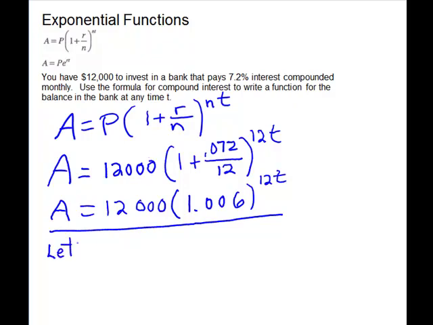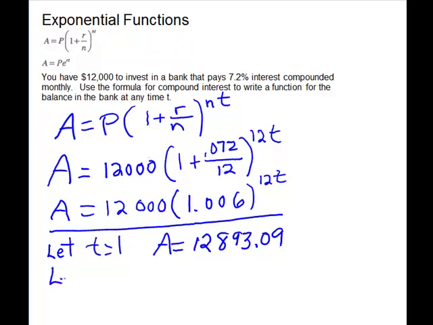If I let t equal 1, so it stayed in for 1 year, then I'm just going to do 1.006 to the 12th power, because 12 times 1 is 12, times 12,000. My answer would be 12,893.09.